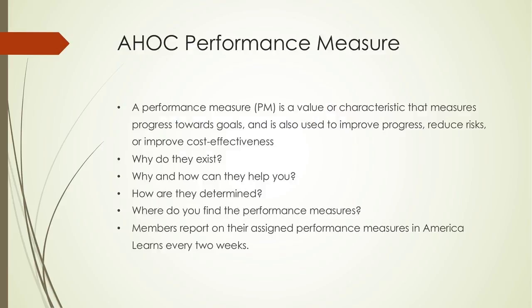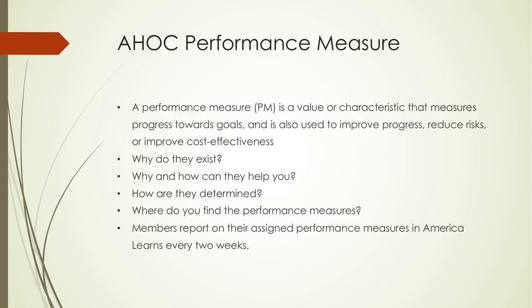All right, let's talk a little bit about the AHOC performance measures. A performance measure is the value or characteristic that measures progress towards goals and is also used to improve progress, reduce risk, and improve cost effectiveness. There are 2 types of performance measures that are required by CNCS: output performance measures and outcome performance measures.